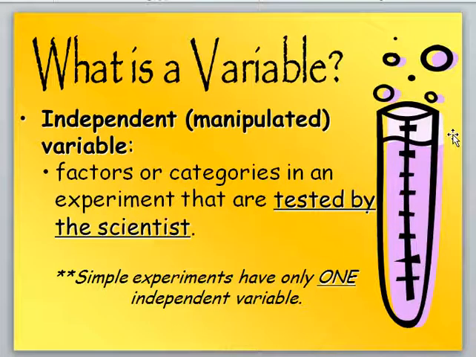The first, they choose their independent variable. This is whatever they are choosing to test, whatever factor or category that they're testing the effect of. And for simplicity, experiments only have one independent variable, but the better you are at doing an experiment, the more complex you can get and the more variables you can do.